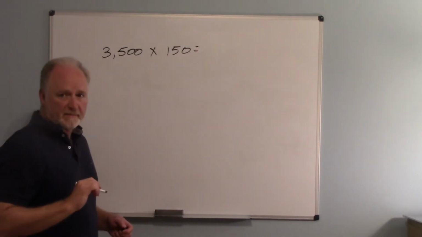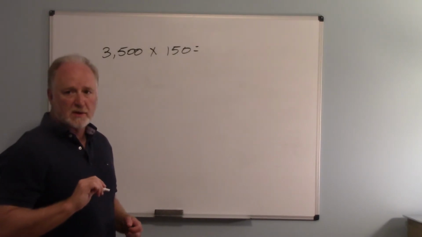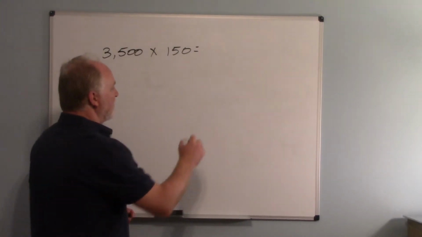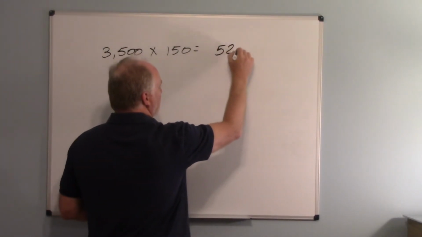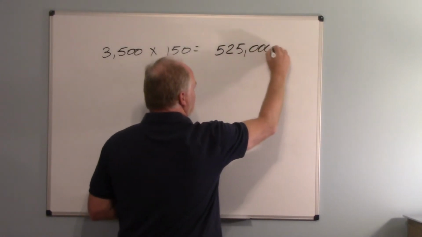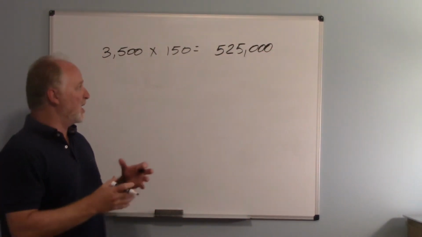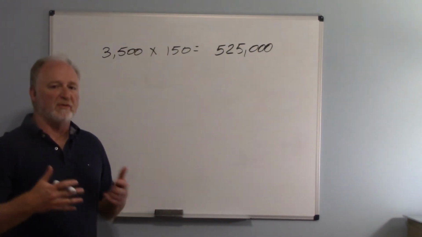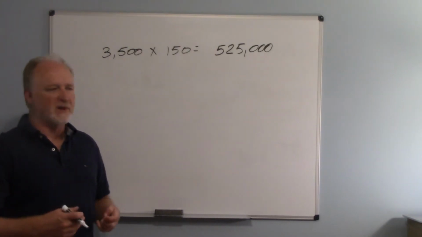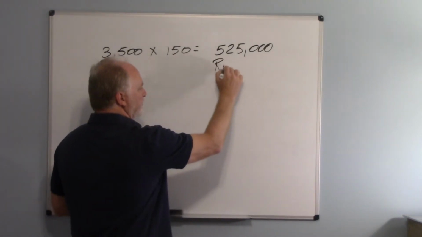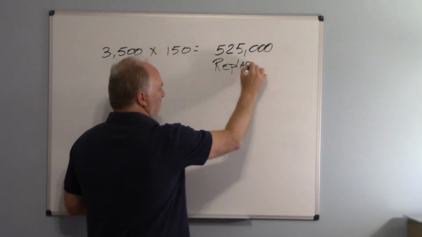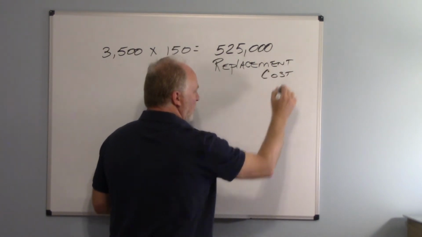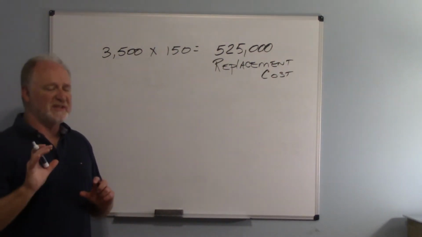And how much is that? $525,000. So basically what we have learned is to build that building at $150 a square foot will cost us $525,000. This is what we refer to as the replacement cost. Replacement cost is one of your vocabulary words. Okay? Well, that's great, but that building is not new. So let's see what happens next.